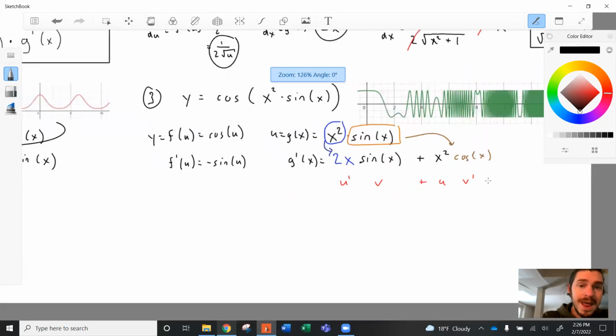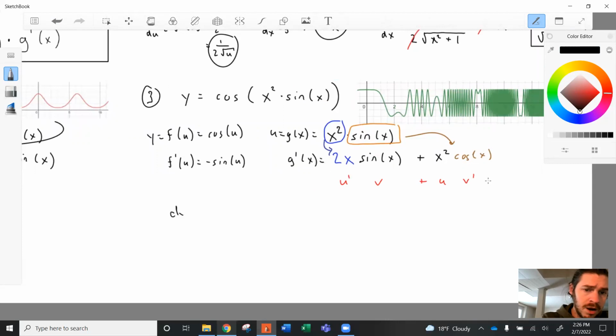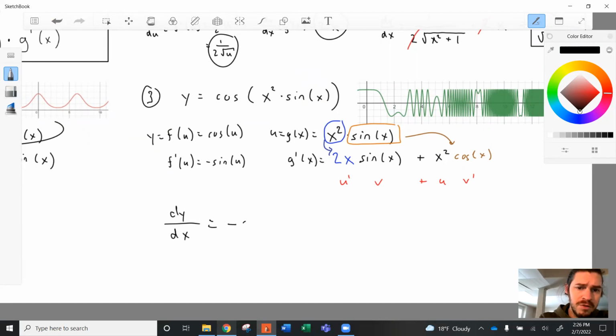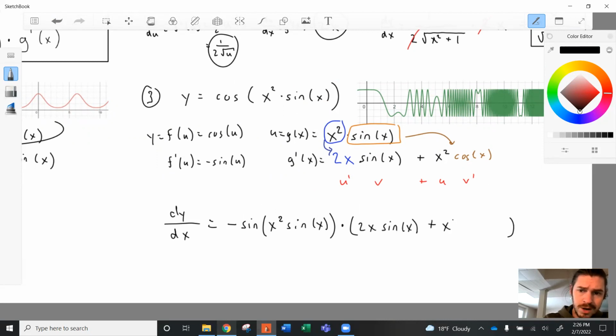No problem. Now that we've done this, we can get our derivative here for the original function. That derivative is going to be negative sine, starting with f prime of u, negative sine of u. For u, I'm going to put the original inner function back in again, x squared sine x. And then I need to multiply by this entire derivative, 2x sine x plus x squared cosine x.